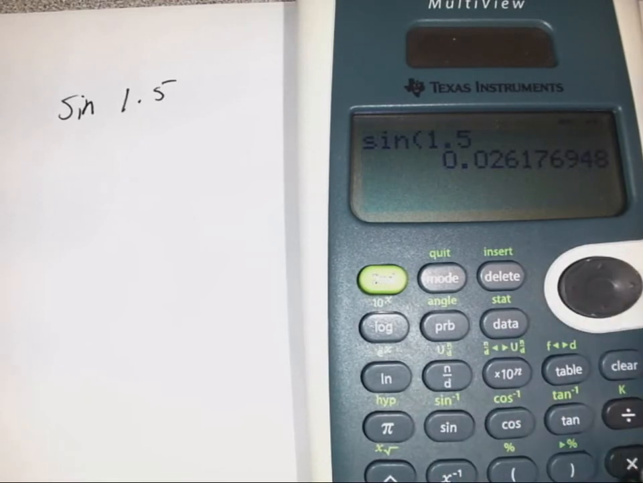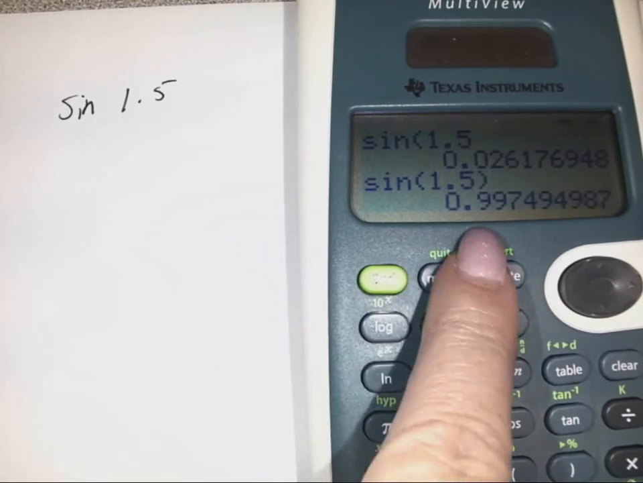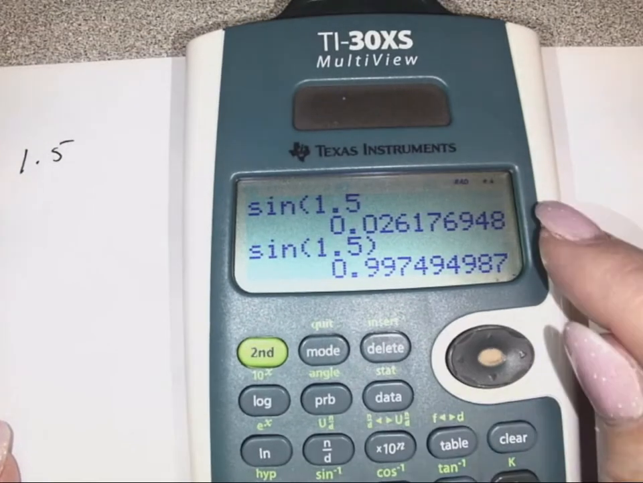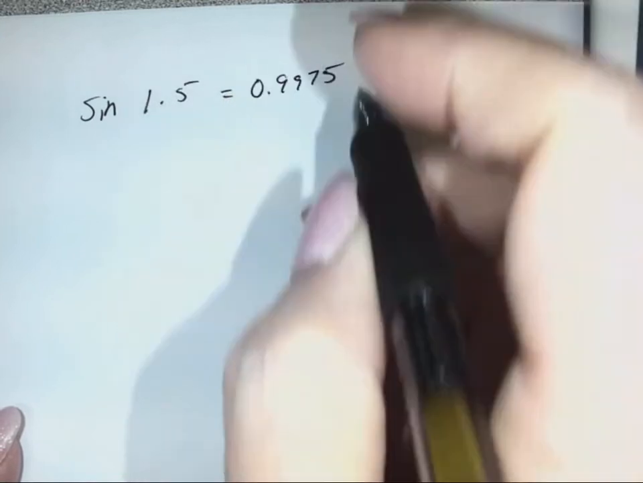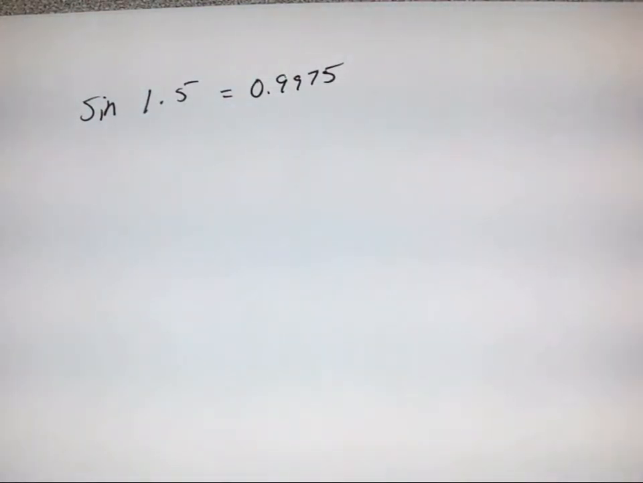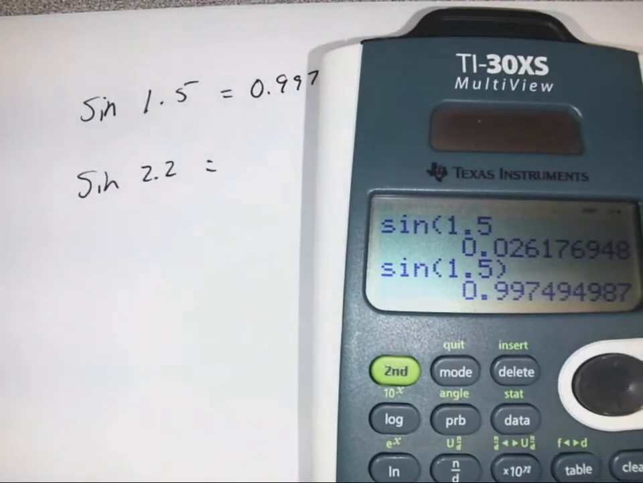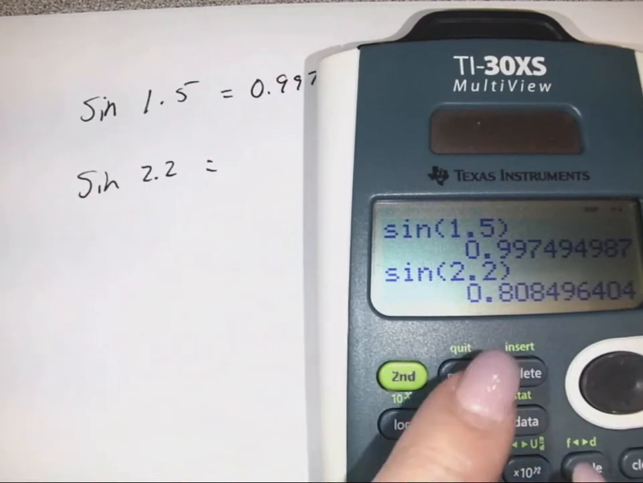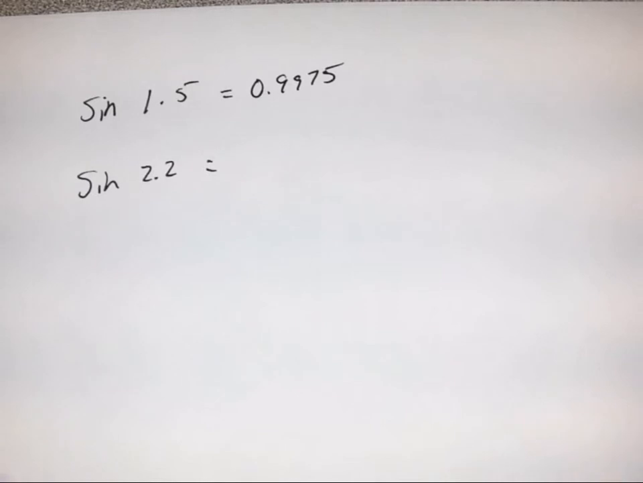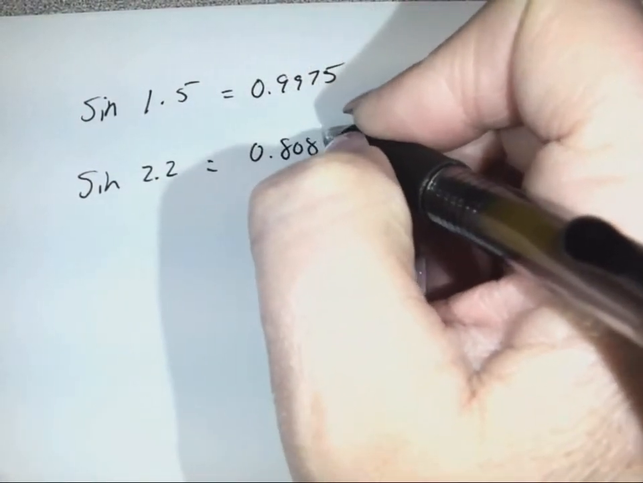So now if we do our sine of 1.5, that's the answer we're looking for. So always make sure at the top here if you're in radians or if you're in degrees, at least on this calculator. So our answer would be equal to 0.9975. We'll go to 4 decimal places. Same thing would happen if we want to find the sine of 2.2. So we'll put in our sine of 2.2, and we get 0.8085.